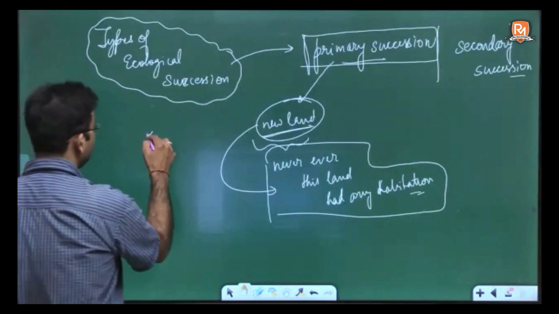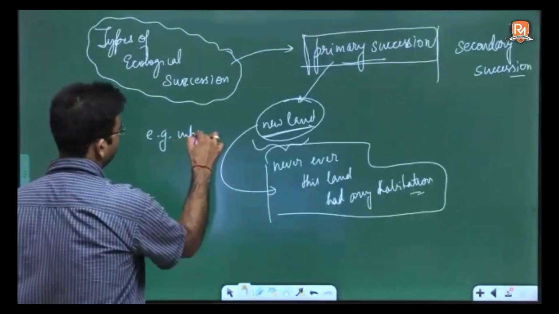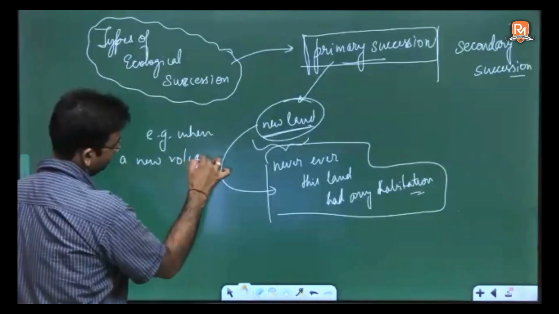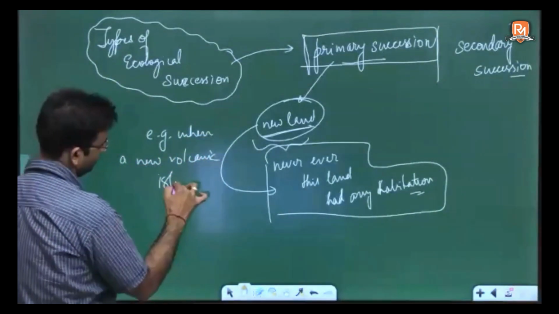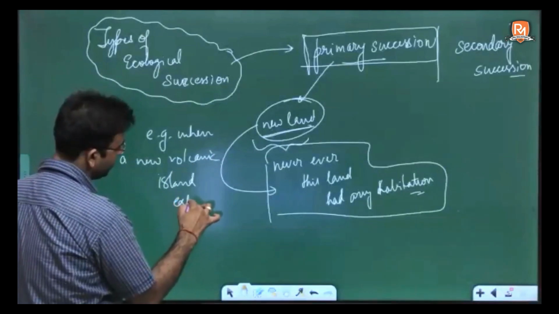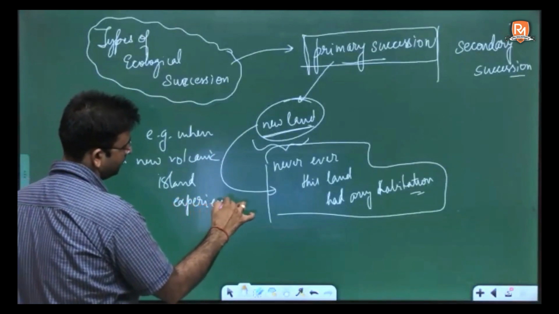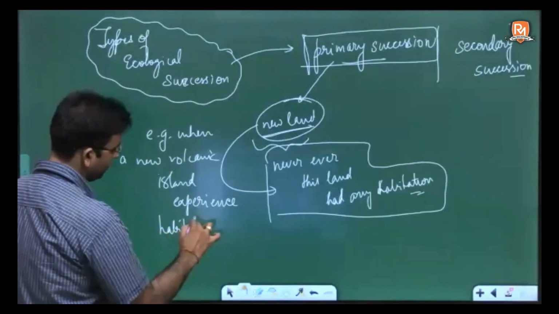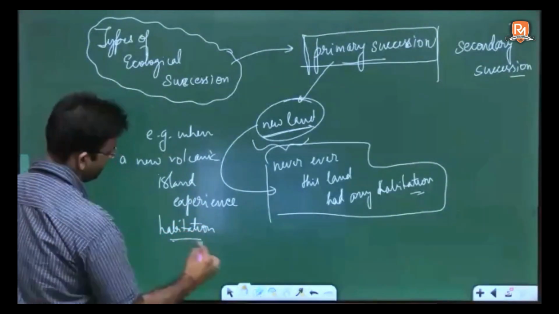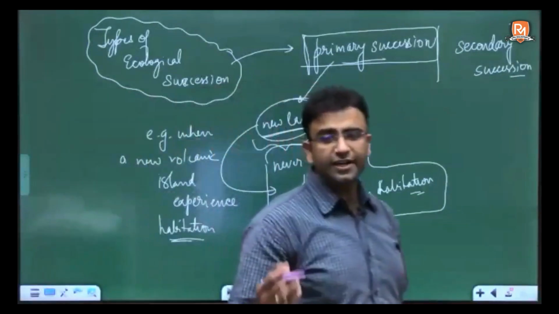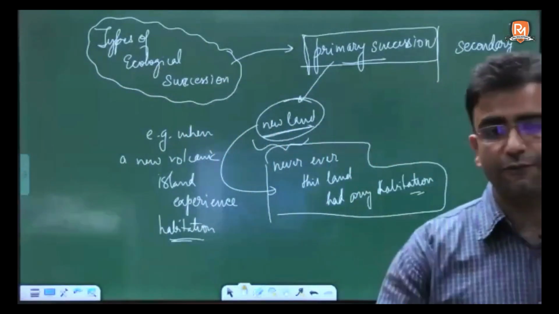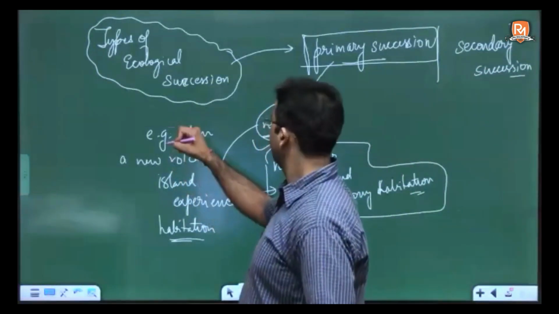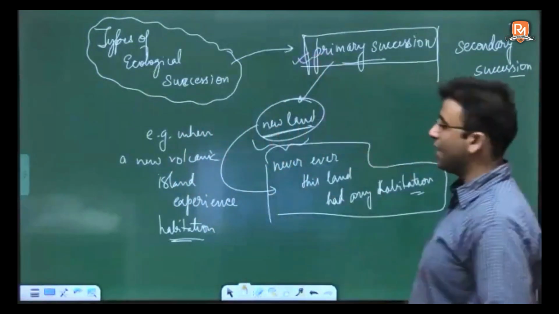For example, when a new volcanic island experiences habitation for the first time, that is known as primary succession.